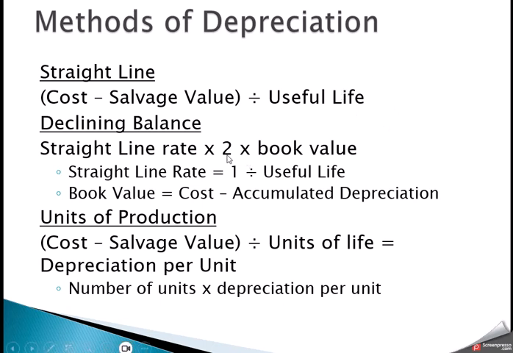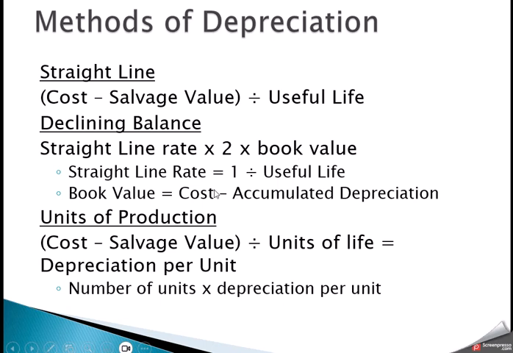The declining balance is a little bit harder to compute. We calculate first our straight line rate. So our straight line rate is 1 divided by the useful life. So if it was 1 divided by 4 years, it'd be 0.25. If it's 1 divided by 10 years, it'd be 0.1. So that's our straight line rate. Well, then we're just going to double it. So if it was 0.1 and I'm using the declining balance, I'm going to multiply that by 2, and I'm really going to take 0.2 times that book value.